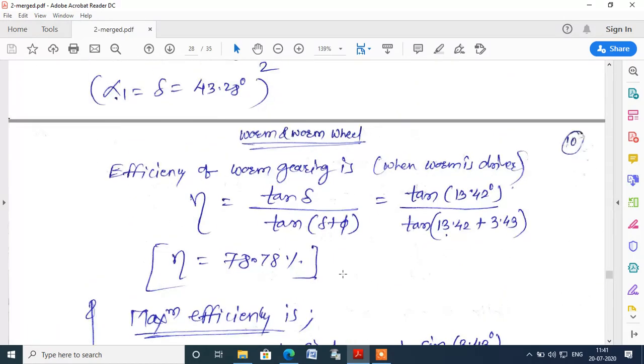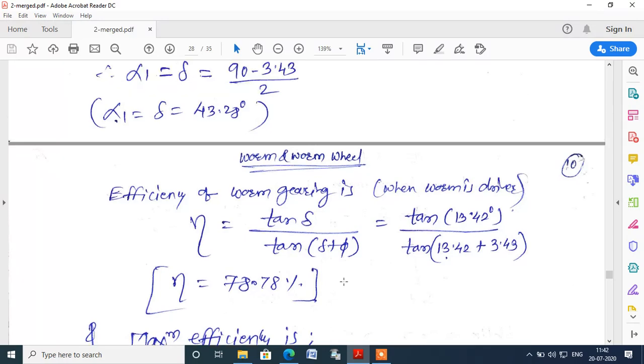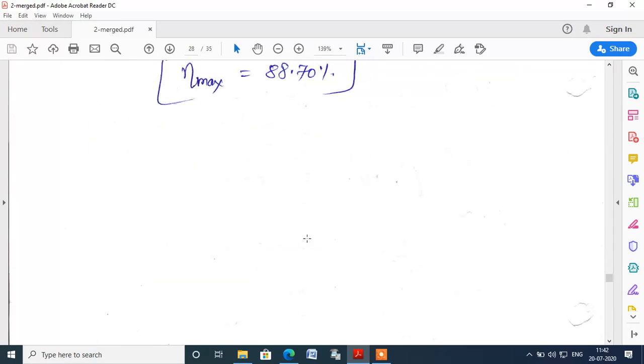Students, please see carefully here that there are two cases. You have to find the efficiency when worm is the driver, and you have to find the efficiency when worm wheel is the driver. Accordingly, you have to use the formula. The formula we have already seen in the theory discussion. In the derivation, we have already studied that.